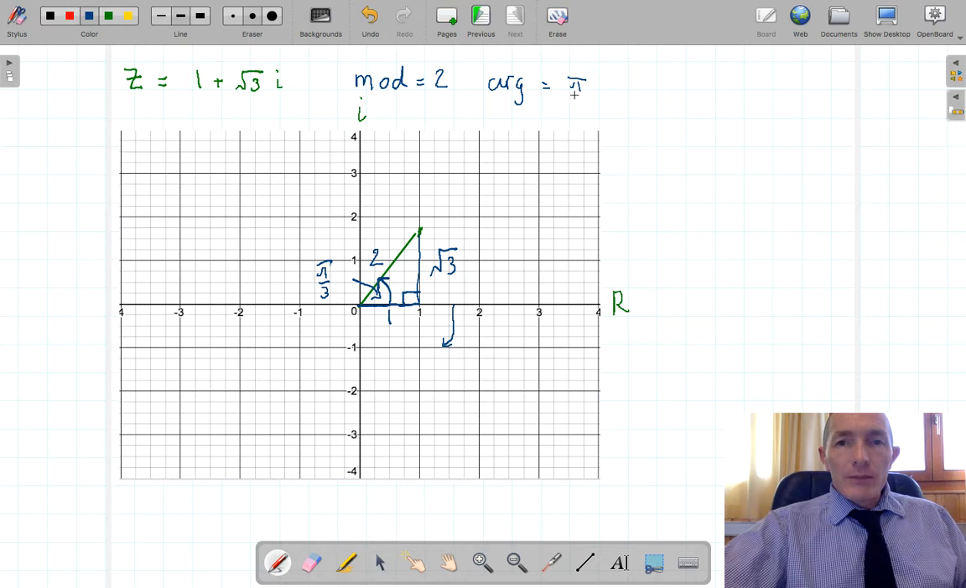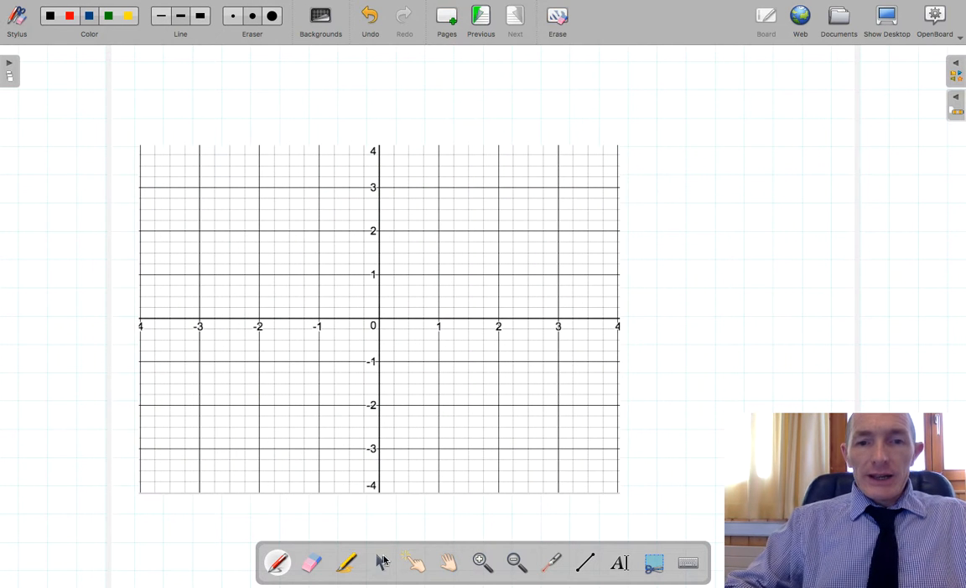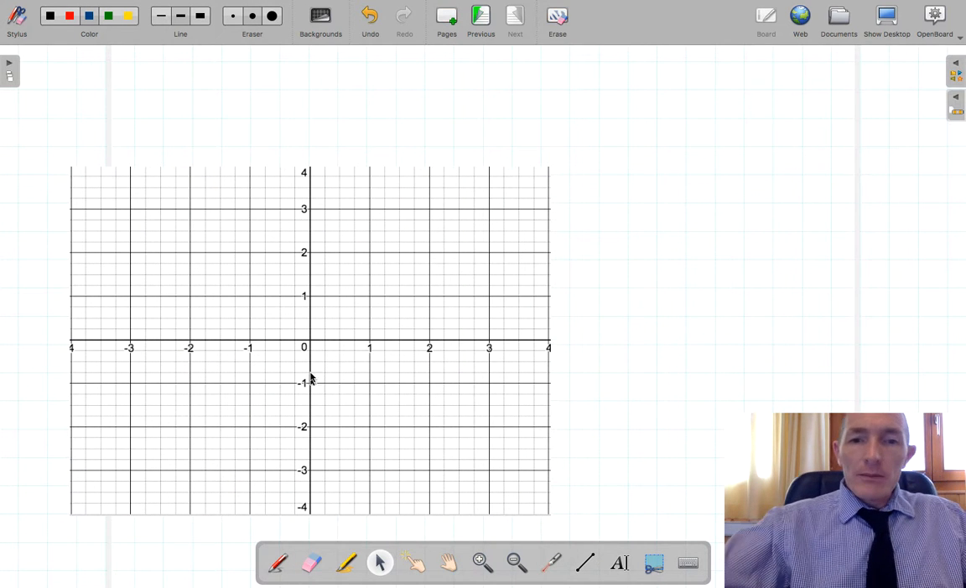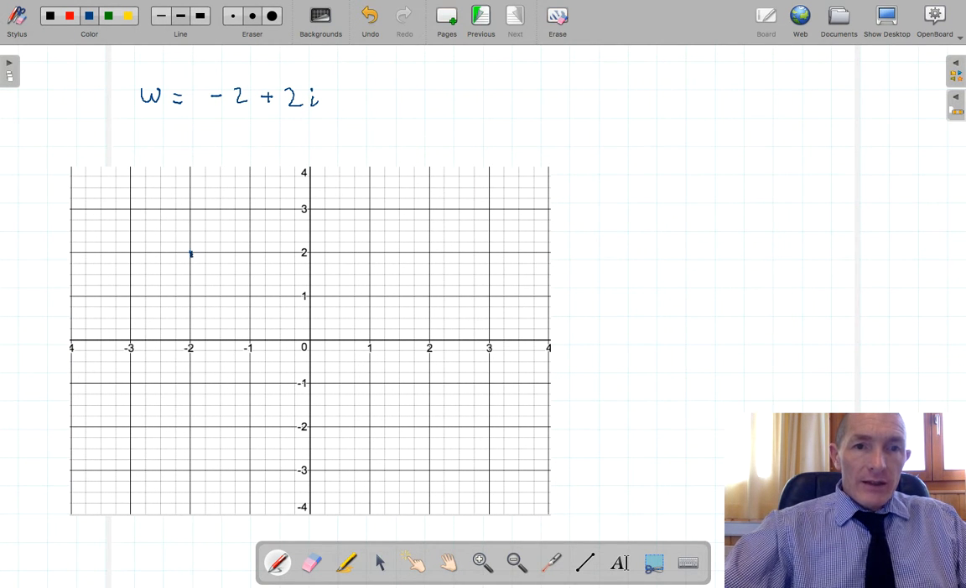So let's do another example. Maybe one that's not in this first quadrant. So let's choose a number such as, let's put a plane up here first of all, and let's choose another complex number such as w. So let's make it w equals negative 2 plus 2i. So now first thing I'm going to do is plot it. So I'm going to go negative 2 plus 2. So there it is right there. And let's just draw that line in.